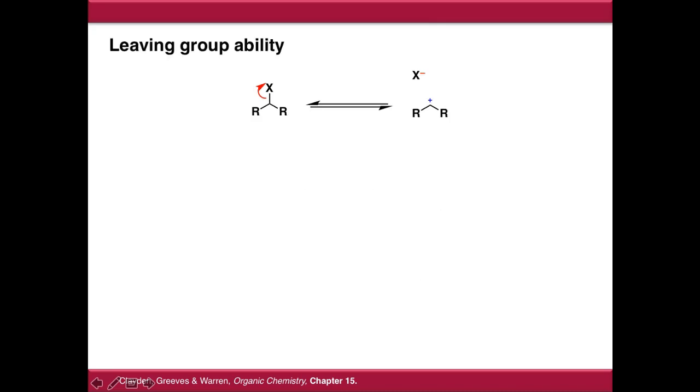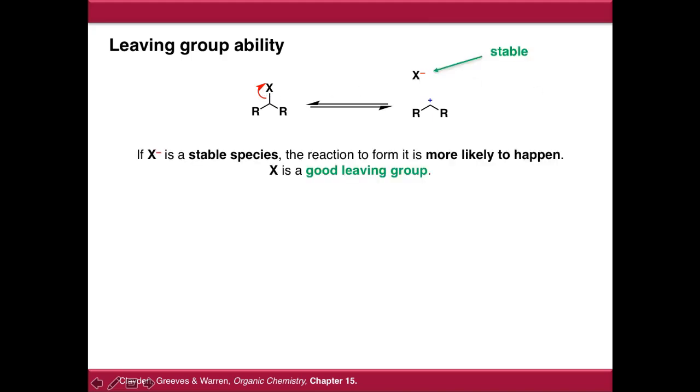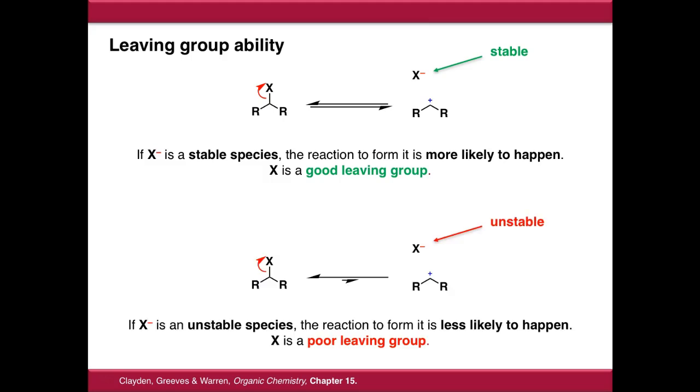So let's look at the leaving group ability of X. What do we mean by leaving group ability? Well, fundamentally, it's the ability of a group to take a pair of electrons with it and leave a molecule, either as X minus, or if X is positively charged to begin with, as neutral X. So if X minus is a stable species, the reaction to form is more likely to happen, so therefore we call X a good leaving group. If X is an unstable species, the reaction to form is less likely to happen, and therefore we consider X to be a poor leaving group.